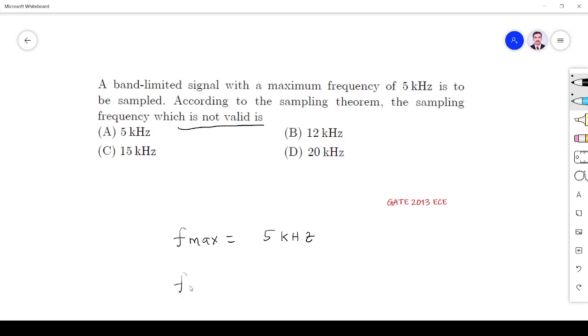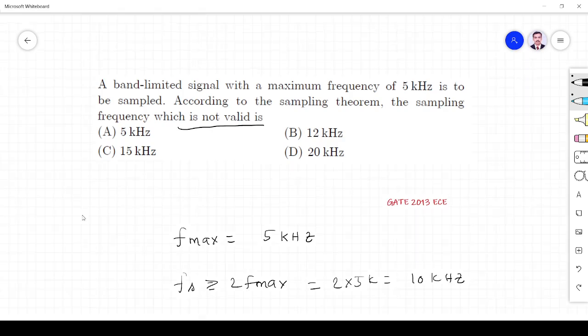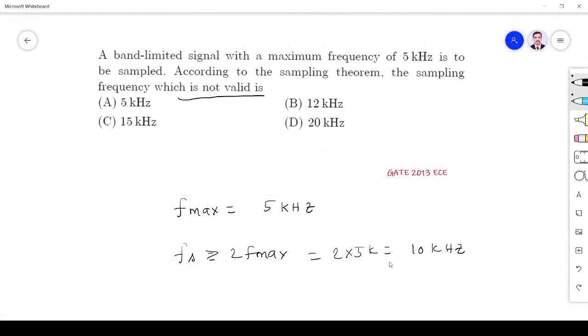As per sampling theorem, what is sampling frequency? Fs must be greater than or equal to 2f max. So what is 2f max? 2 into 5 kilohertz. This is 10 kilohertz. So 10 kilohertz is the minimum sampling frequency as per Nyquist theorem.